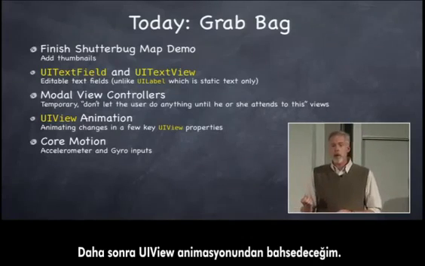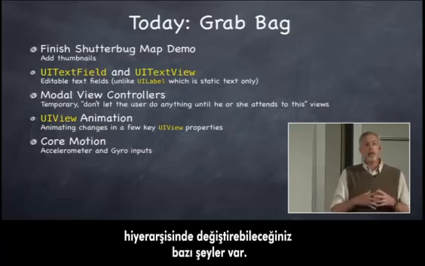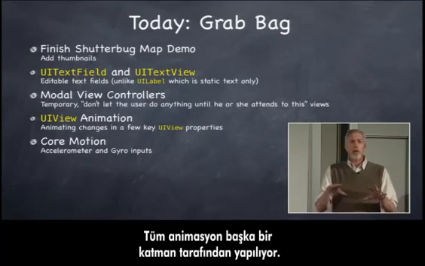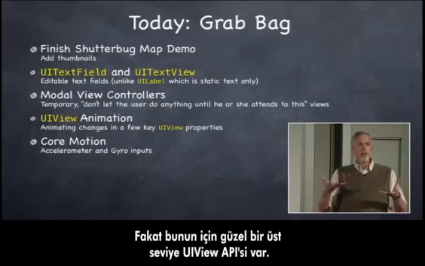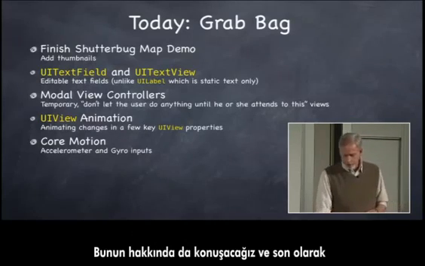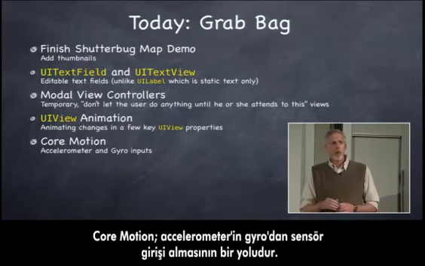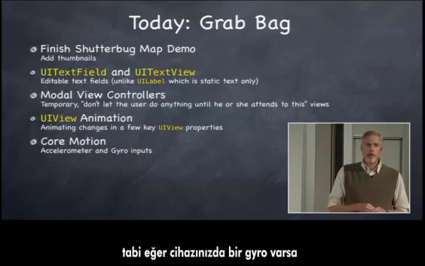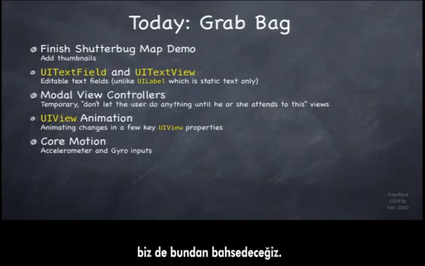Next, I'm going to talk about UI view animation. There are some things you can change about a view and about the view hierarchy that can be animated. It's a pretty powerful system, very easy to use. All the animation is done by another layer, which we're not going to talk about in this class, called Core Animation, but there's a nice high-level UI view API for it, and we'll talk about that. And then finally, I'm going to talk about a framework called Core Motion. Core Motion is the way that you're going to get sensory input from the accelerometer and gyro, if the device has a gyro. And so we'll talk about that.